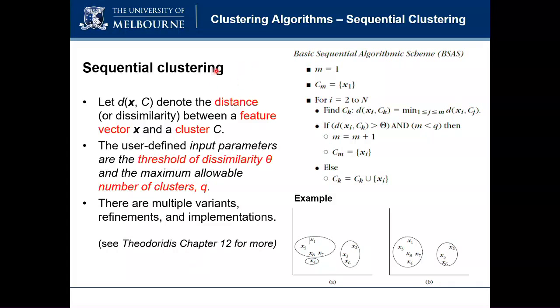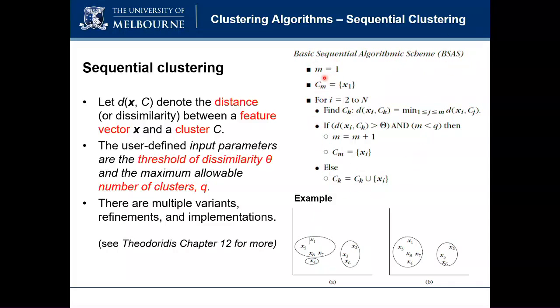So for sequential clustering, you define a distance metric between a data point's feature vector and the cluster C. The algorithm works very simply. You define a threshold of dissimilarity, theta. You say, if these two points are more different than the threshold theta, then I should make them a separate cluster. And then you also define a maximum allowable number of clusters Q, right? There are many variants. I'm just giving you the simple, basic idea here. You can read more about it.